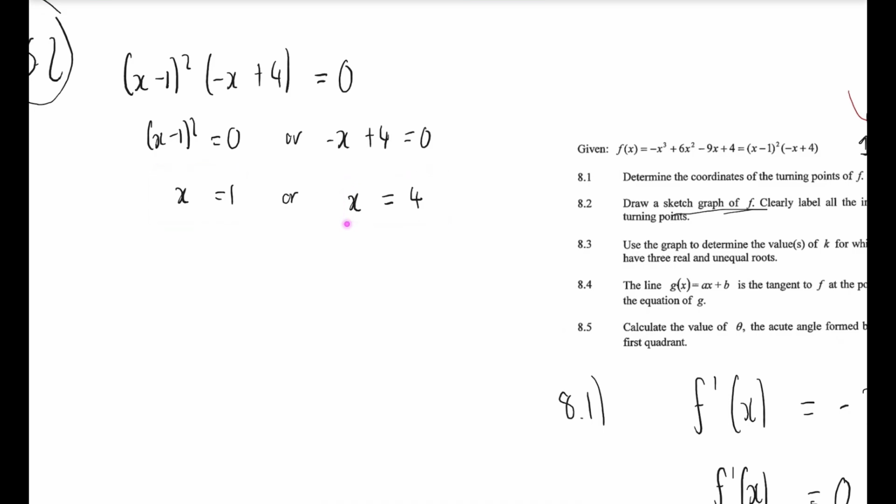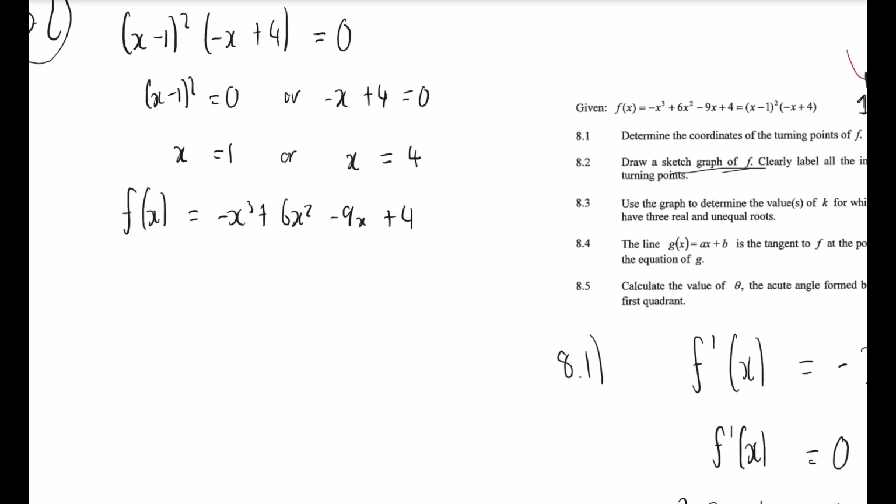And then now as for our y-intercept, you're going to let our x be 0. So we have the equation of f, which is f of x equals negative x cubed plus 6x squared minus 9x plus 4. So already you can see that this is your y-intercept, but just to make that clearer to you guys, we let x be 0. So you're going to have a 0 there, and a 0 there, and a 0 over there, you're left with 4, and all of this is going to be 0. Then you're going to be left with f of 0 is equal to 4.